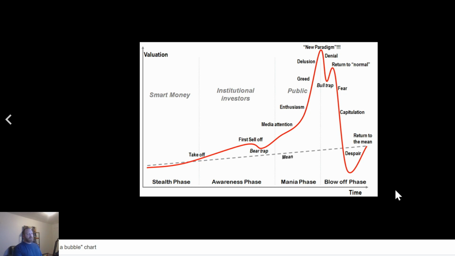We're going to do a little bit of background check on what happened in the stock market in the past and how accurate this model really is.